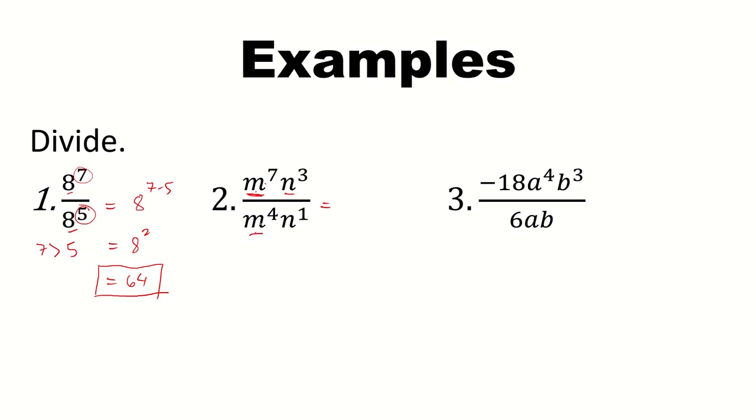Here we have m first. So m to the power 7 divided by m to the power 4. Notice that 7 is greater than 4. So we simply write m and then we subtract the exponents. And for n, same thing, 3 is greater than 1. So we simply put the n here and then subtract the exponents 3 and 1. So you will get m cubed n squared.